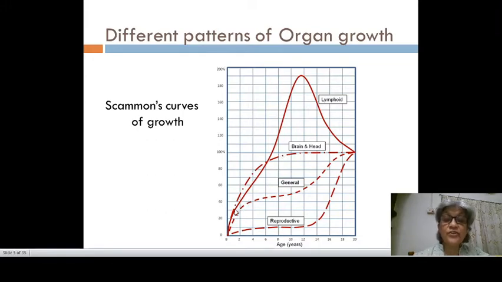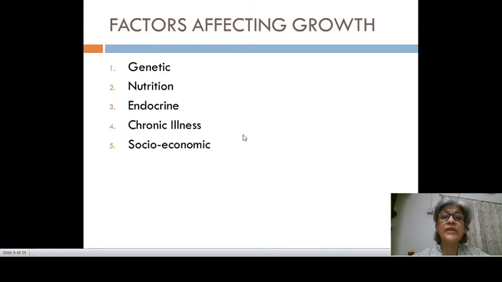Lymphoid tissue peaks around 8 to 10 years, whereas the sexual growth or the reproductive system is not growing much in the first few years of life, only to gain momentum during the adolescent period. So this variation gives rise to different structural presentation at different ages. That is why we talk about those different stages. Okay, all these changes happen because of various factors.